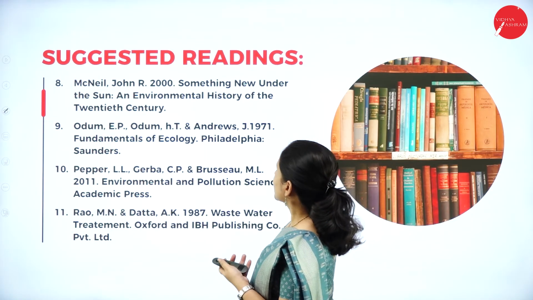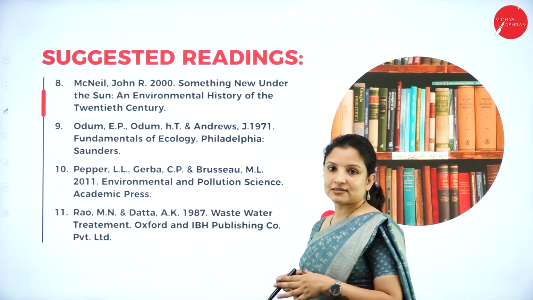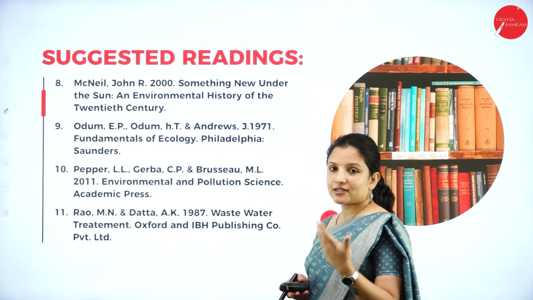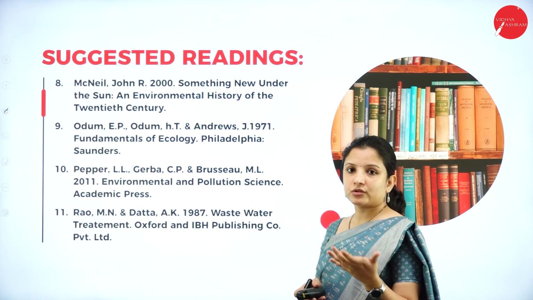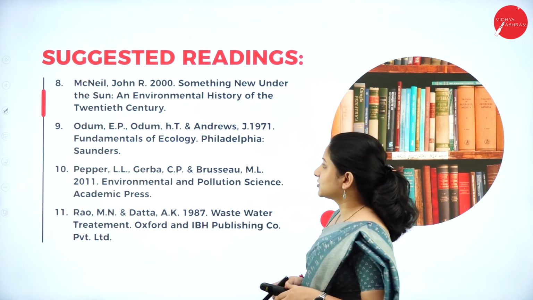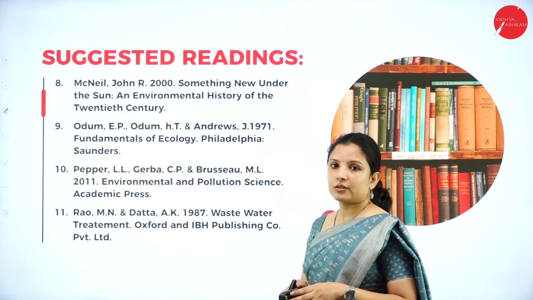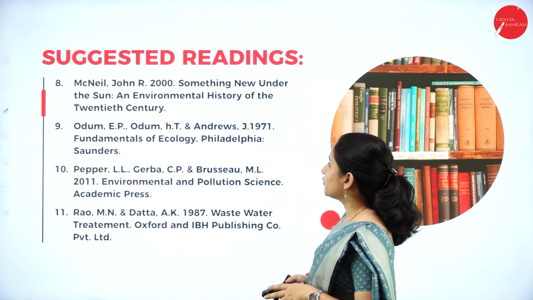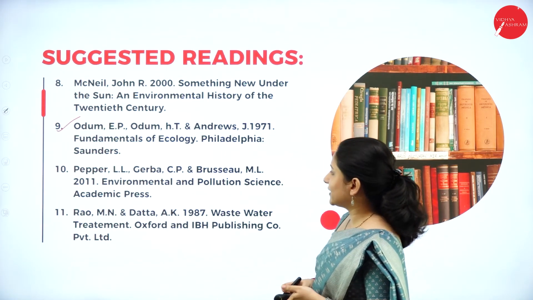And there is Something New Under the Sun, an environmental history of the 20th century. It is a recent publication, obviously, published in 2000. So recent advancements in the field of environmental studies, you will get in this particular book. And you have Fundamentals of Ecology, the basic fundamentals of ecology, which you can study from this book. Likewise, there are a lot of books that they have mentioned here.